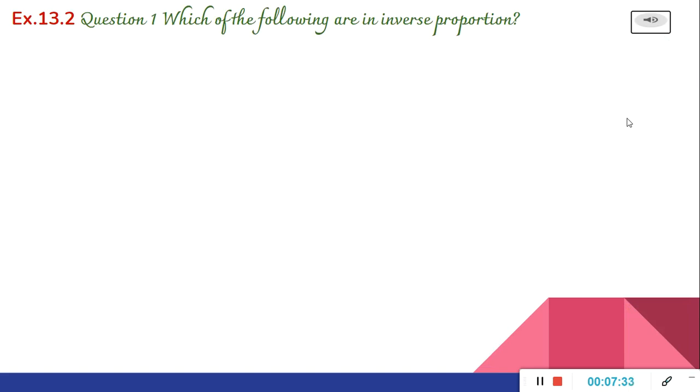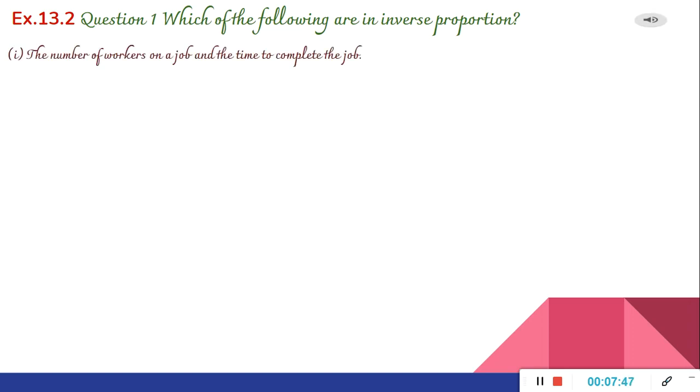Now, let's start question number 1 of exercise 13.2. Which of the following are in inverse proportion? Before starting the question, we know that if two quantities are related in such a way that an increase in one quantity leads to a corresponding proportional decrease in the other, then such a variation is called inverse proportion, right? One quantity is increasing, the other quantity is correspondingly decreasing.